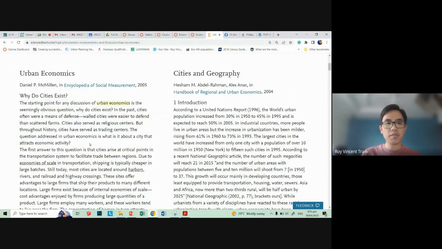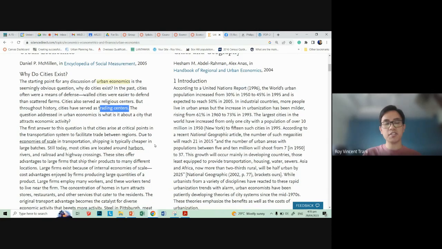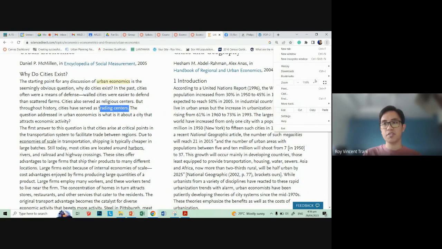The starting point of any discussion in urban economics is the question of why cities exist. In the past, cities, this is another explanation, were a means of defense. Walled cities were easier to defend than scattered farms. Cities also served as religious centers, but throughout history, cities have served as trading centers. Talking about urban economics, the question addressed is, what is it about a city that starts economic activities? I'll zoom in even a bit more here.